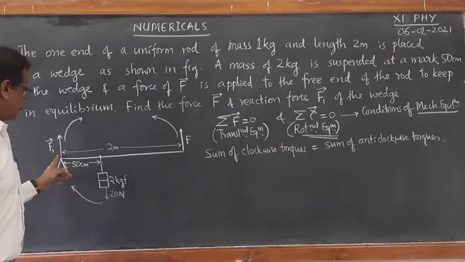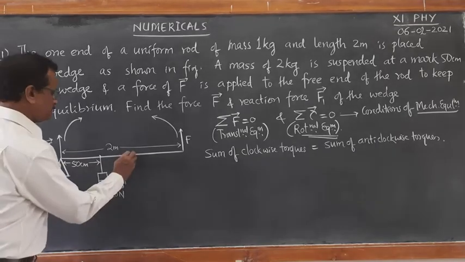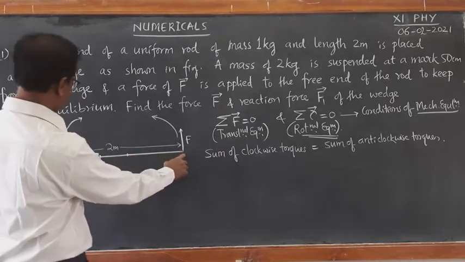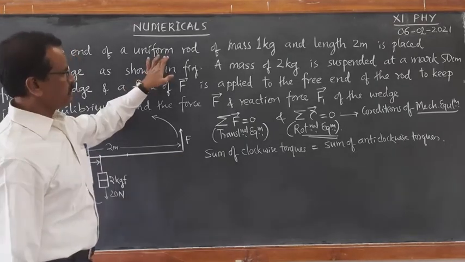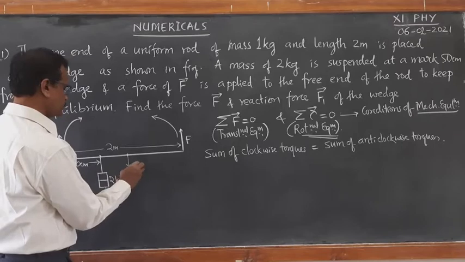So first we will write the clockwise torque due to F1. The F1 is acting about its center of gravity. Center of gravity will be exactly at 1 meter. If this is 2 meter, which is a uniform rod, then the center of gravity will be acting vertically downwards.